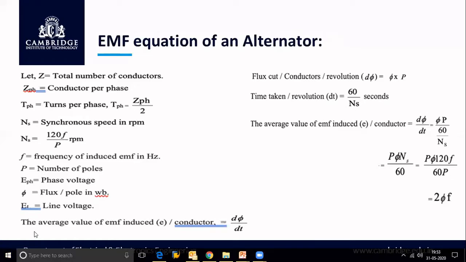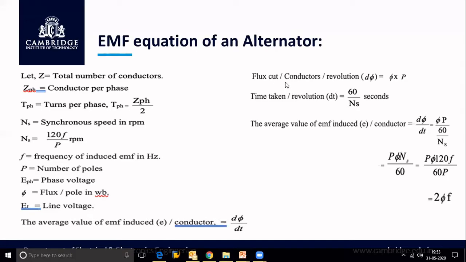We know that the EMF is induced in the armature winding as per Faraday's laws of electromagnetic induction. So from this we know that the average value of EMF induced in a single conductor is given by the expression d phi by dt, which is nothing but the rate of change of flux linkages. Rate of change of flux linkages is given by the expression d phi by dt.